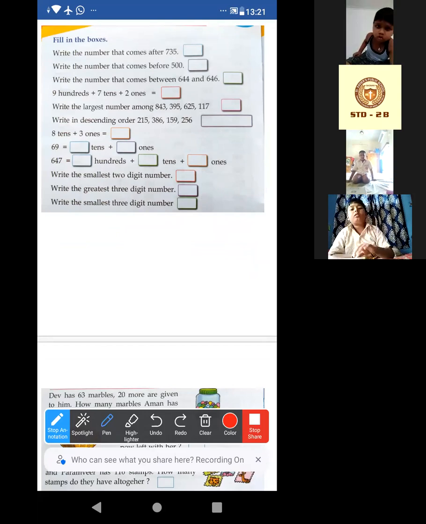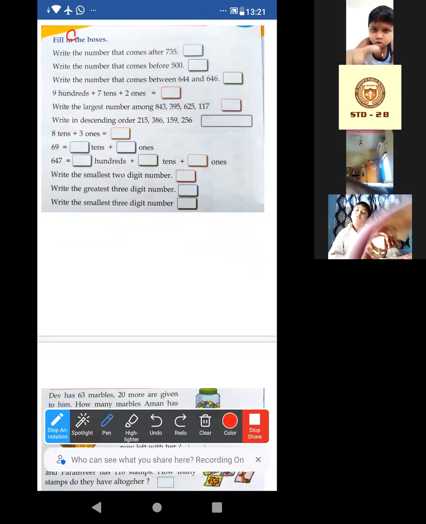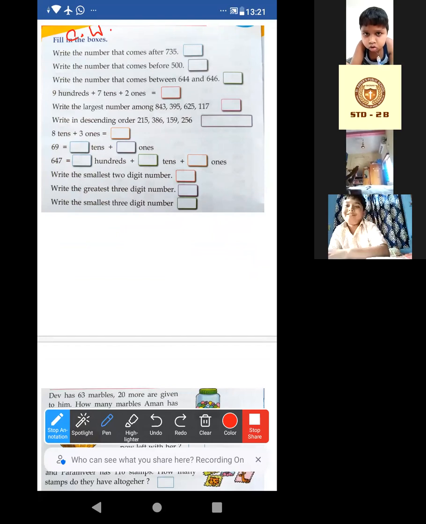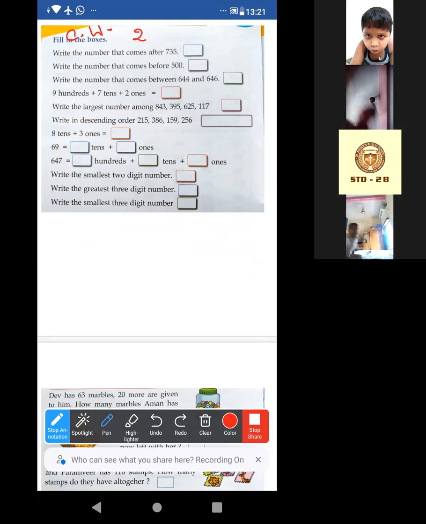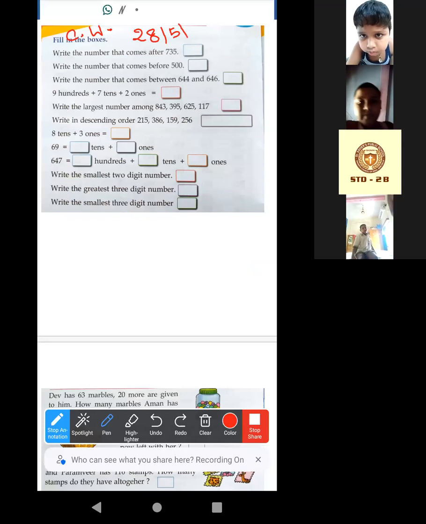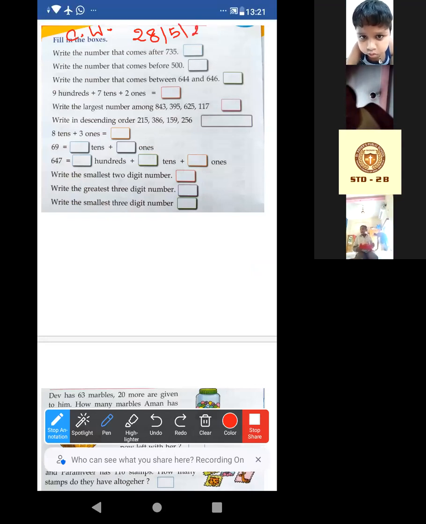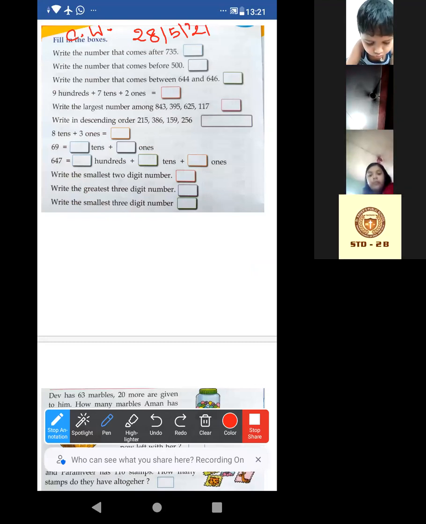Look, this one is just put date, CW, right? CW, date also. So it is 28. Put the date also. Write CW.